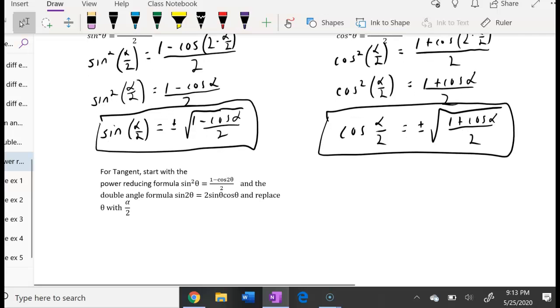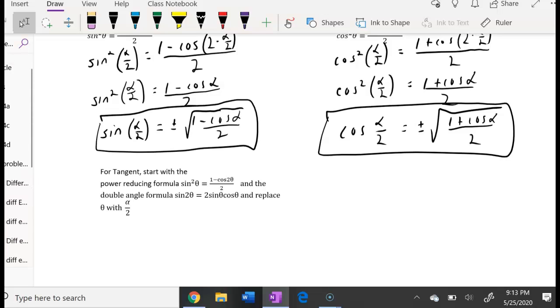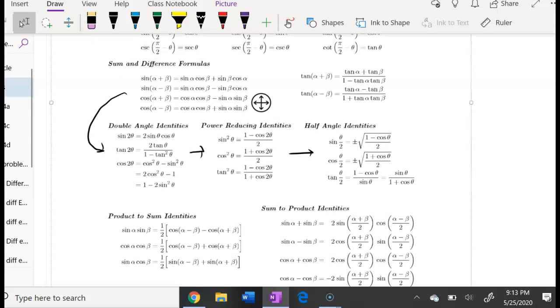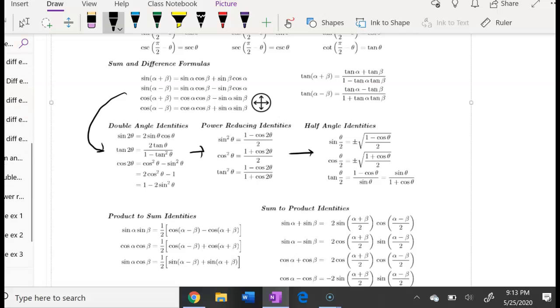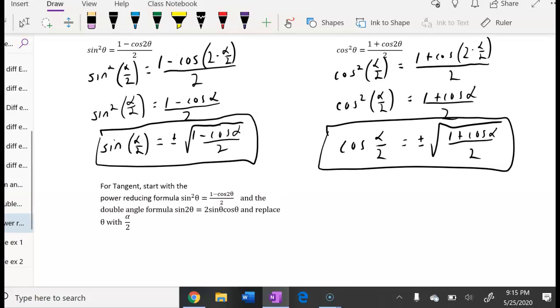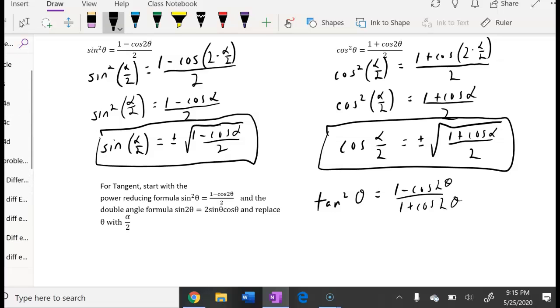Now, before we get into this, for the tangent, there are actually 3 tangent formulas. If you look at the main page of identities, you see only 2 are shown, but depending on where you look, there actually is a third one, and it's really easy to come up with. Our tangent identity that we already have is the tangent squared of theta is equal to 1 minus the cosine of 2 theta over 1 plus the cosine of 2 theta. And I'm just going to check that.